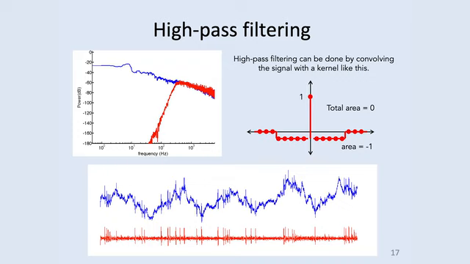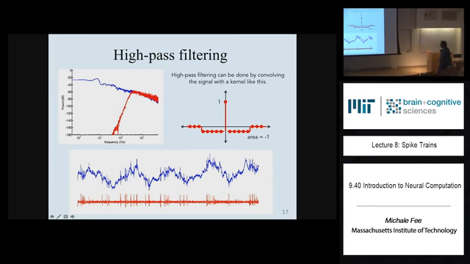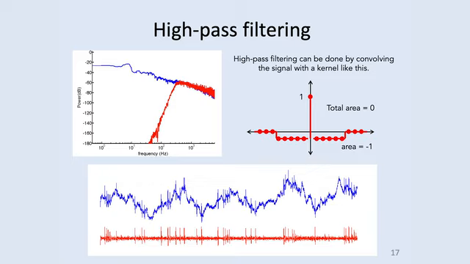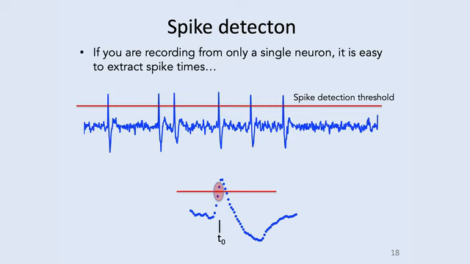So once we have extracted the high-pass filtered version of the signal, you can see that what you're left with are action potentials. So what we're going to talk about now is how you actually extract these action potentials and figure out when action potentials occurred during this behavior. The next thing we're going to do is spike detection.